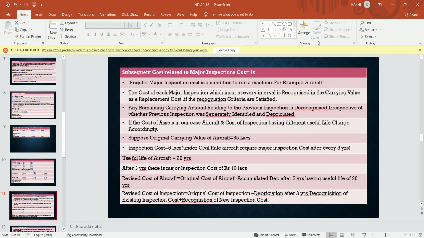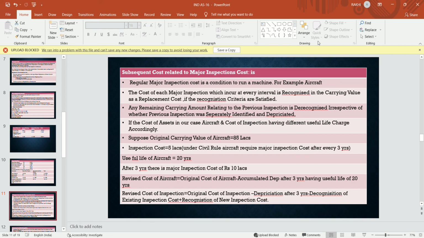How will the company recognize the major inspection cost which is incurred subsequently after the purchase of the asset, means subsequent cost related to major inspection cost? How does the company deal with it? Ind AS 16 says that major inspection cost which is on a regular basis, in order to run the machine perfectly, properly, that cost is to be capitalized with the respective asset.